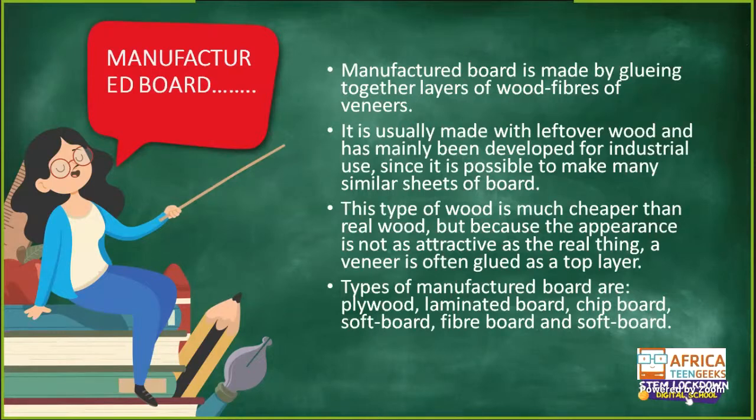Let's go on to types of wood board. We have got plywood, laminated board, chipboard, soft board, fiberboard, and hardboard. So we have got different types of manufactured board: the plywood, the laminated board, the chipboard, the soft board, the fiberboard. Let's take note.